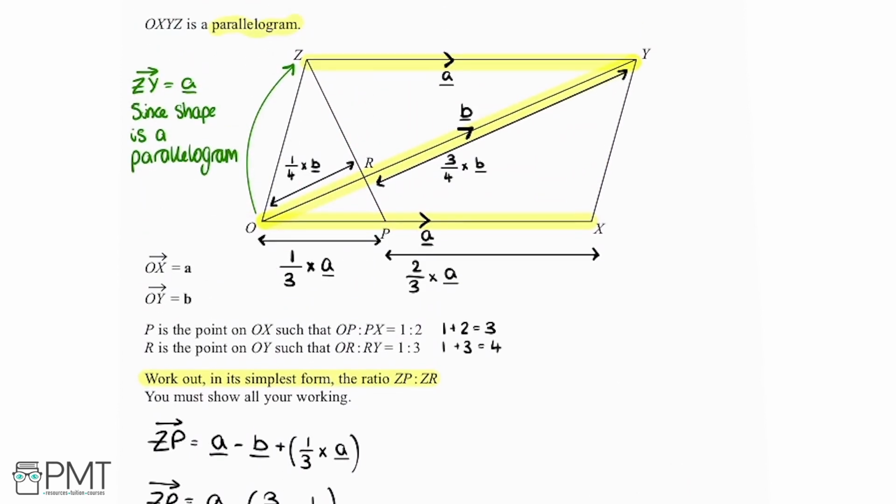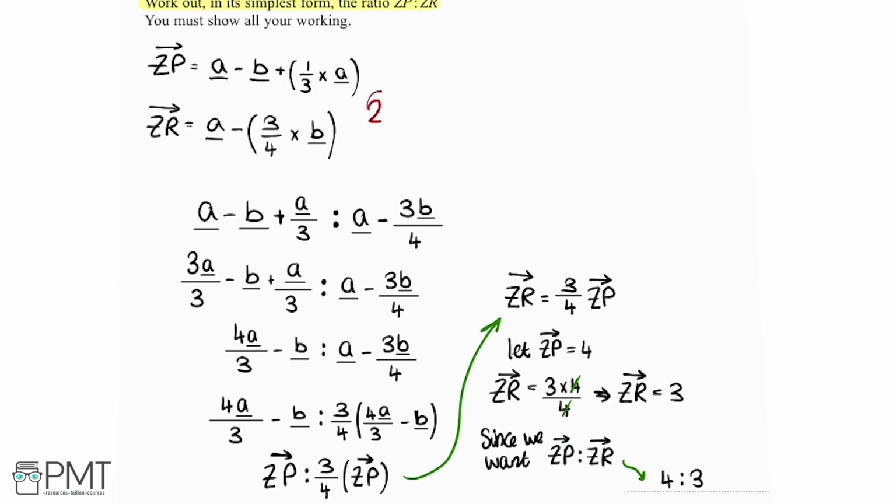So we get our first mark up here for all the work we did getting the vectors on the diagram. We get 2 marks for this step here, so getting ZP, ZR. We get our 4th mark for getting down to this point. So for the process of writing ZP and ZR as multiples of the same vector, so in this case we've done it, so we've got ZP and ZP. And the final mark for the correct answer of 4:3.